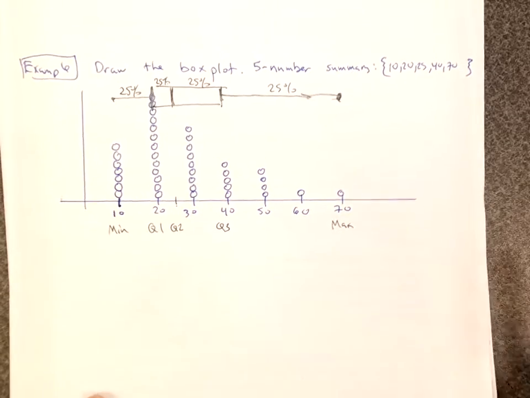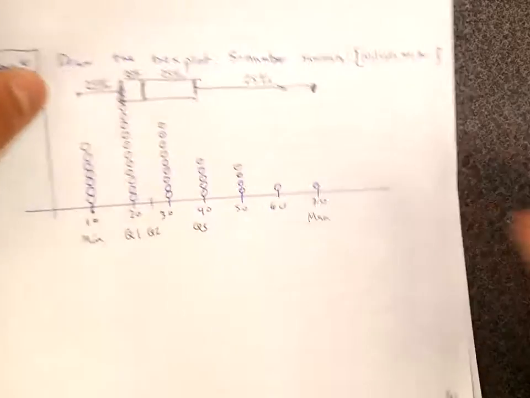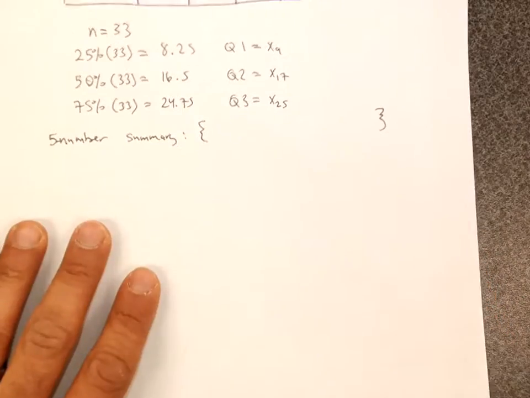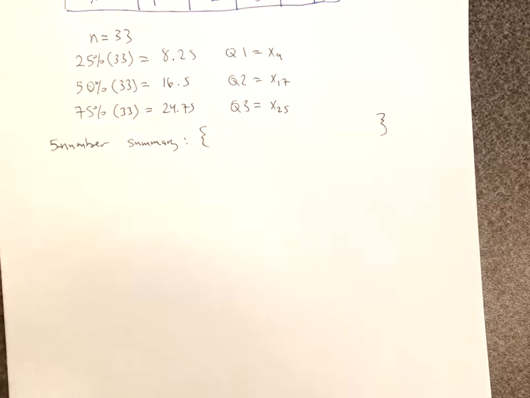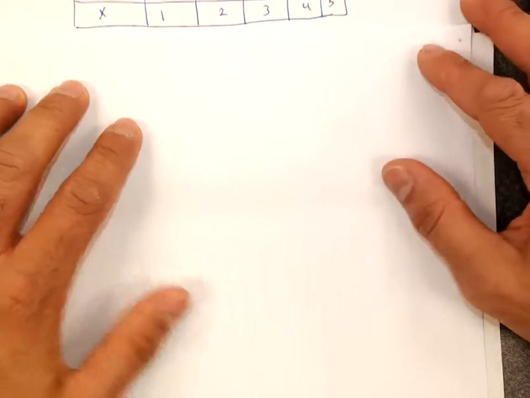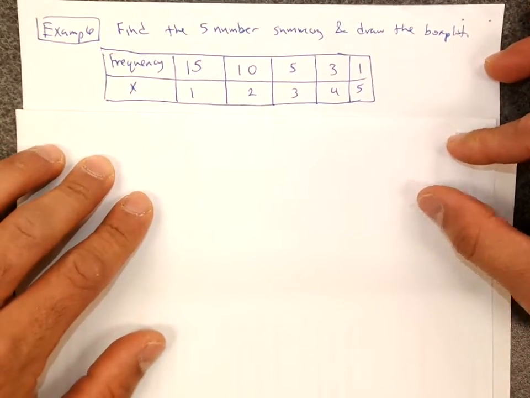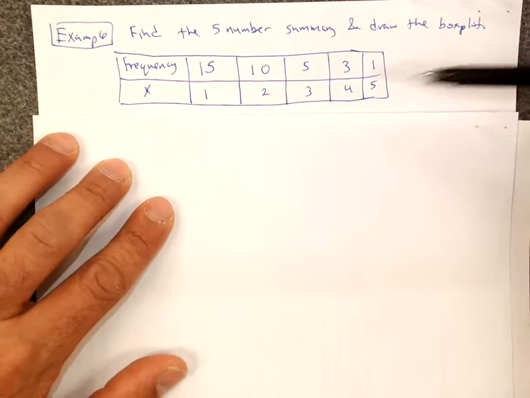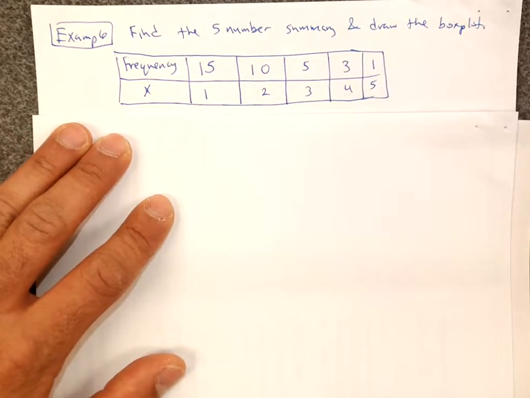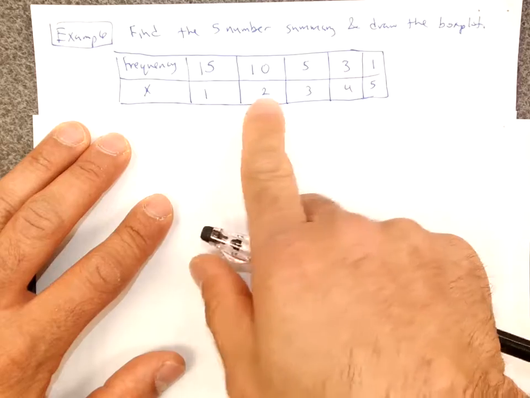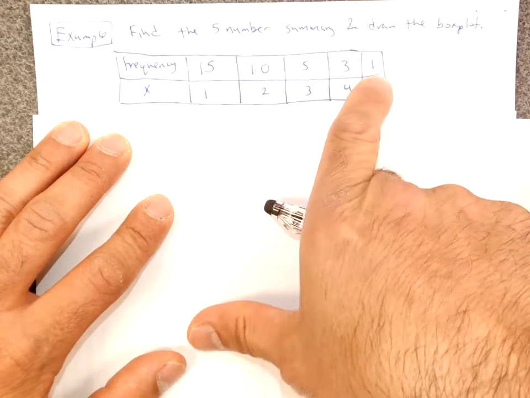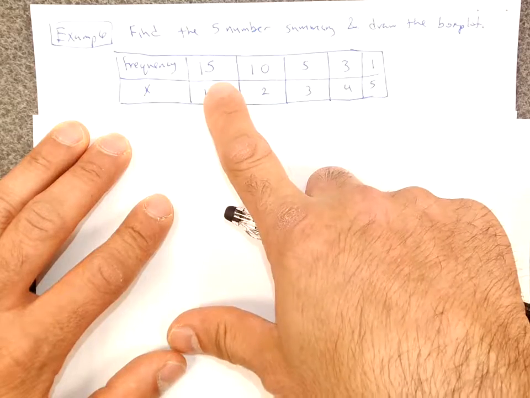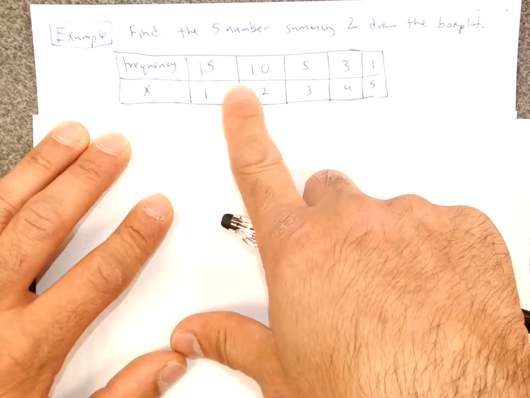All right, one more example. Here is an example that is going to be even more skewed, and we're going to have something interesting happen. So find the 5-number summary and draw the box plot of this frequency table. So my values are 1, 2, 3, 4, and 5, and here are my frequencies: 15, 10, 5, 3, and 1. Okay, so as you can tell from the frequencies, this is a skewed right distribution.